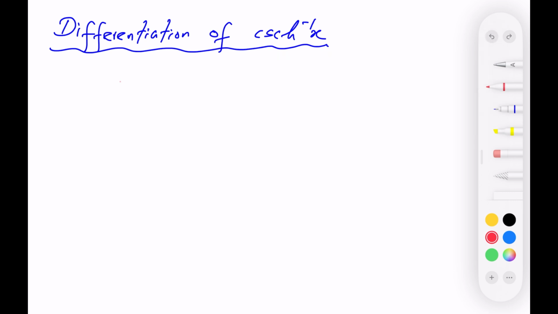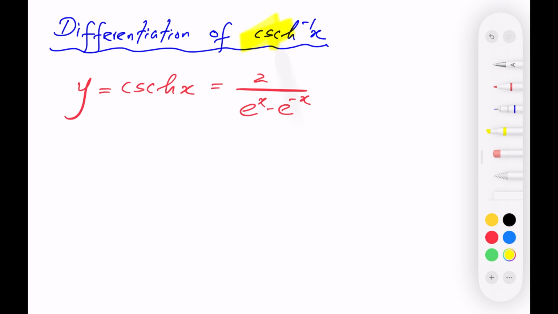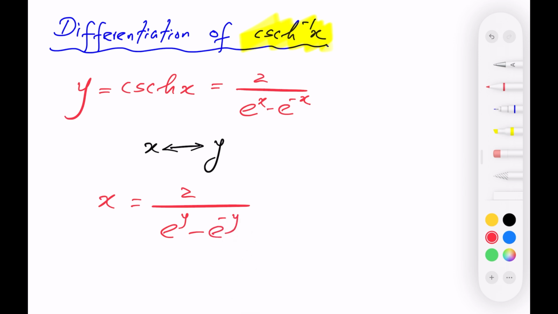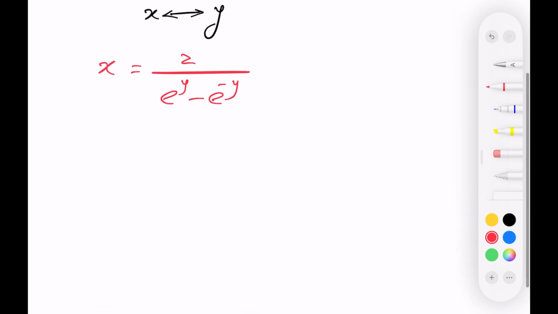In order to obtain that, I will write down first the hyperbolic cosecant x function. This function is equal to 1 over hyperbolic sine x. Therefore, it should be equal to 2 over e to the x minus e to the negative x. We will write this function as y equals, and in order to find hyperbolic cosecant inverse x, I need to switch x and y, and then I need to subject y. So if I switch x and y, this equation is going to be x equals 2 over e to the y minus e to the negative y. And then I need to solve this one and subject y.